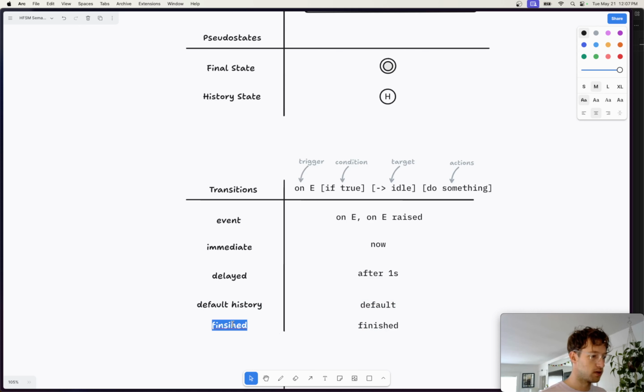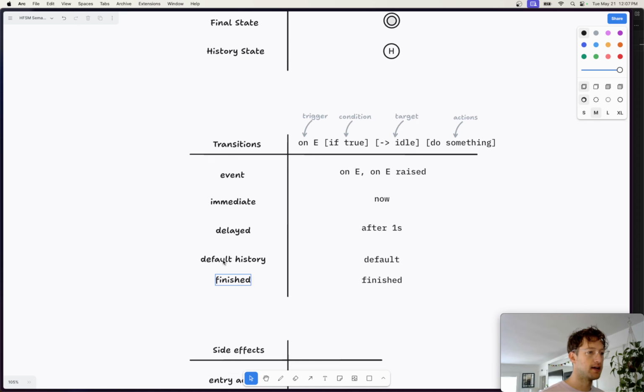So yeah, finish. So let's go through this.